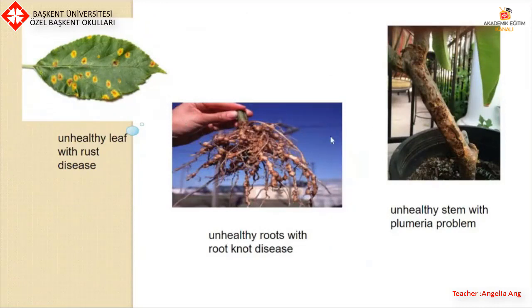Look at these 3 pictures. These are examples of unhealthy plants. Picture 1 shows an unhealthy leaf with rust disease. Picture 2 shows unhealthy roots with root knot disease. Picture 3 shows unhealthy stem with plumeria problem.